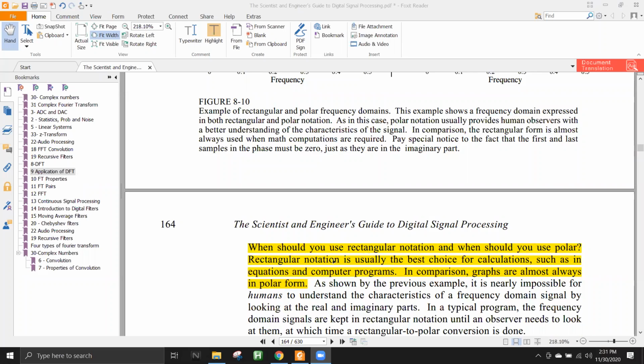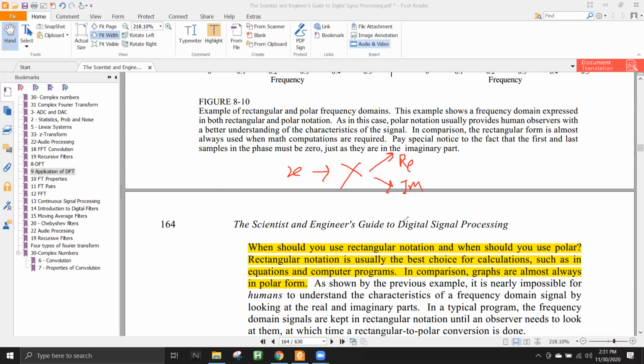So the rectangular notation is useful for calculation. That means when we are calculating the forward DFT from x to capital X, when you are trying to find the two components of it, that is the RE and IM, going from time domain to frequency domain we'll be using the rectangular notation, calculating the individual values of RE and IM using the previous formulas that we know, which we talked about last class.